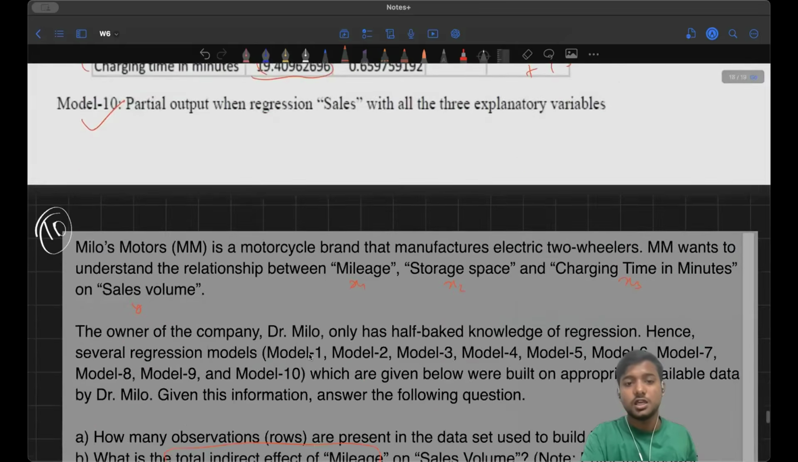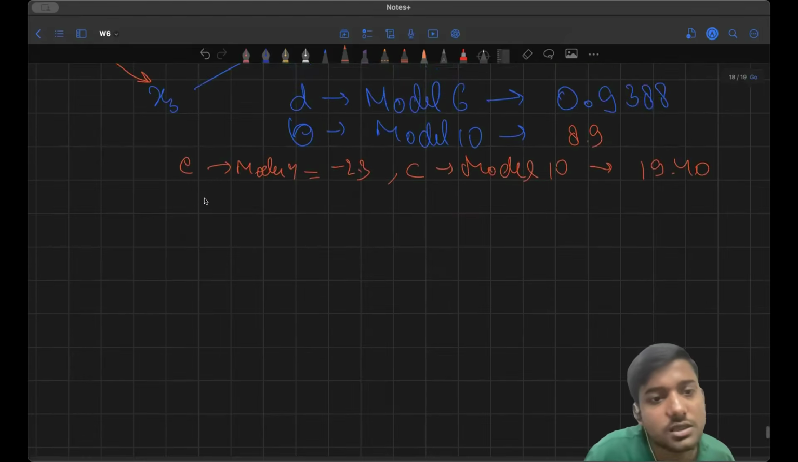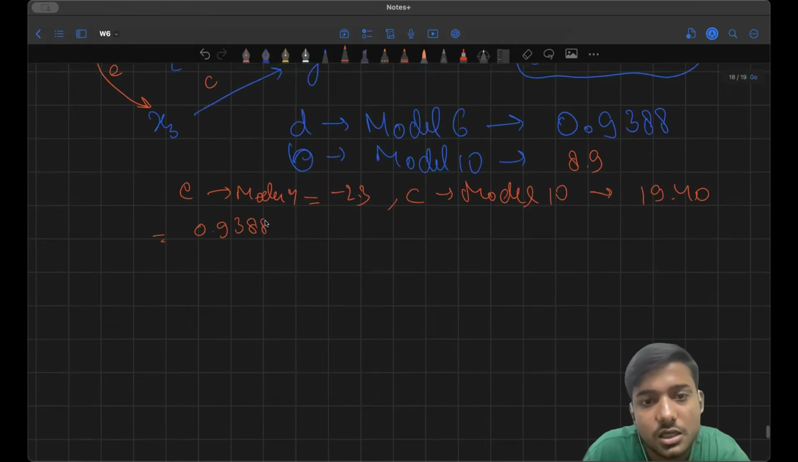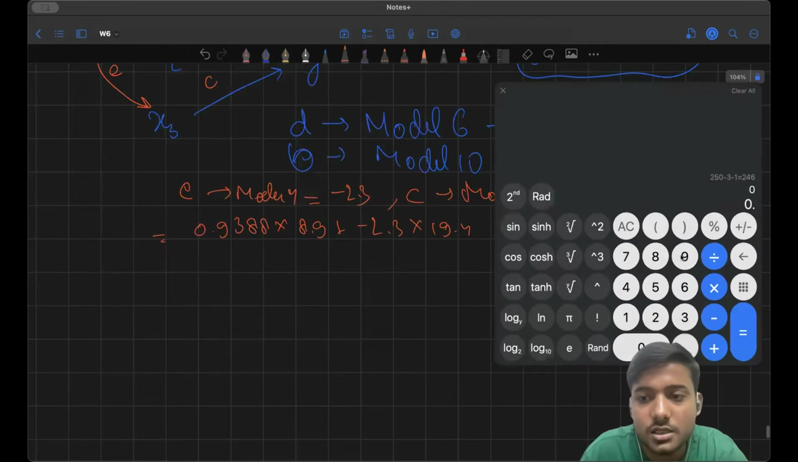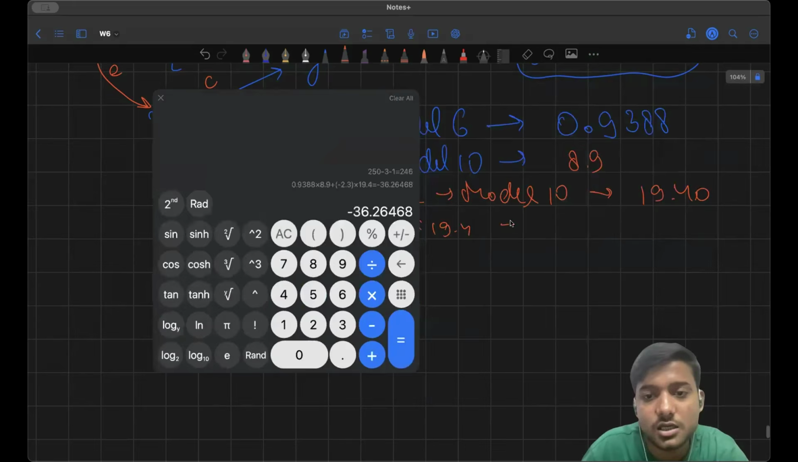So 19 point this thing. If you solve this equation, it will give you this thing. I think 0.9388 into 8.9 plus minus 2.3 into 19.4. So I'll solve this thing. It will give me 0.9388 into 8.9 plus we'll have minus 2.3 into 19.4. So this is what you will end up having. It should be minus 36.264688. This is the final answer.